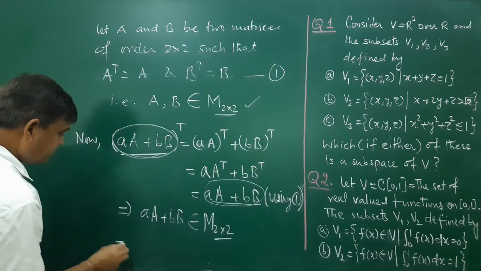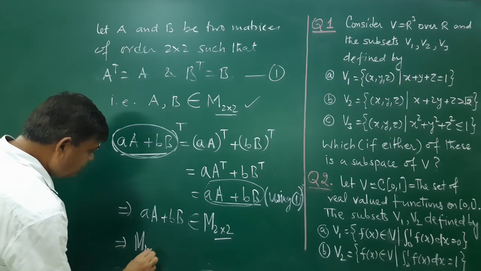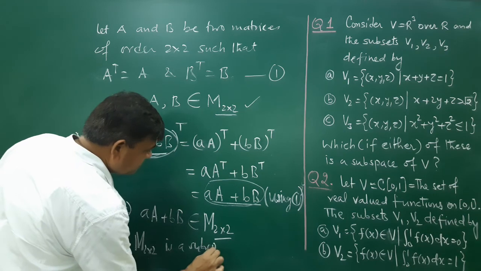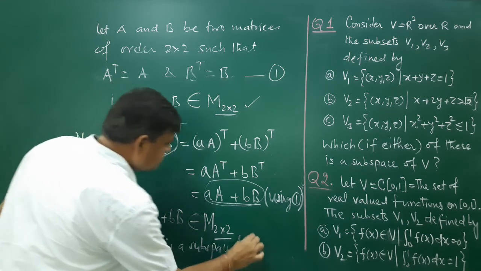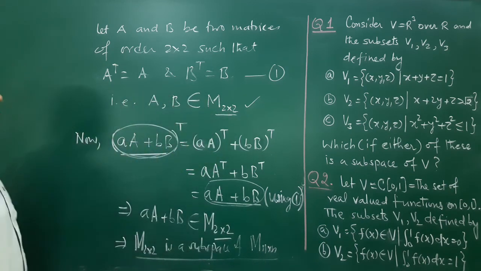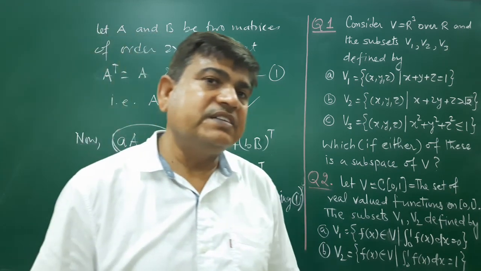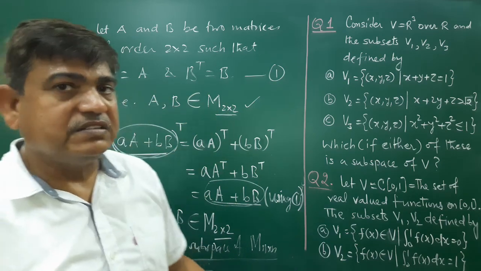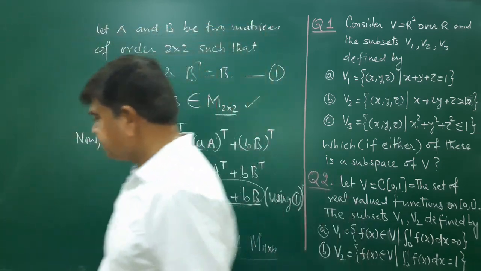This implies M 2 by 2 is a subspace of n by n with the given condition that transpose of A is A, that means A is a symmetric matrix.